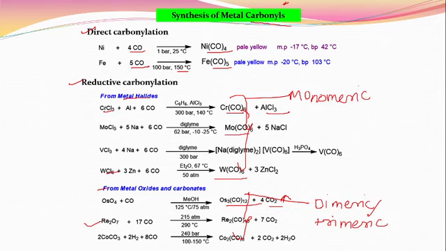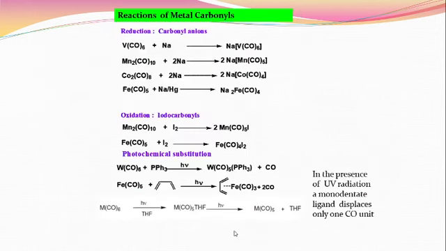And third, cobalt carbonate is reacted with H2 and 8 CO. By giving a temperature of 100 to 150 degrees Celsius and 240 bar pressure, we get the Co2(CO)8 type of product. Next, we are going to learn the reactions of metal carbonyl compounds.